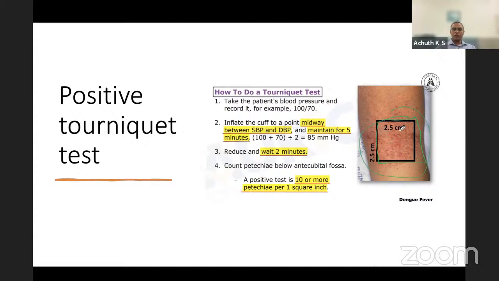If there is no 5 to 6 or 7, you can call it as negative. That means the platelet level is normal. This is one of the ways of diagnosing whether the individual requires platelet transfusion or is going into a critical phase also.